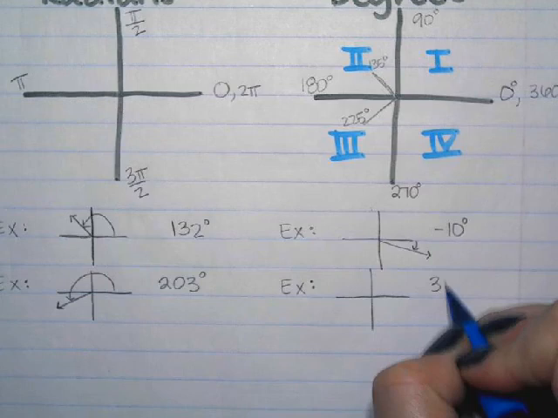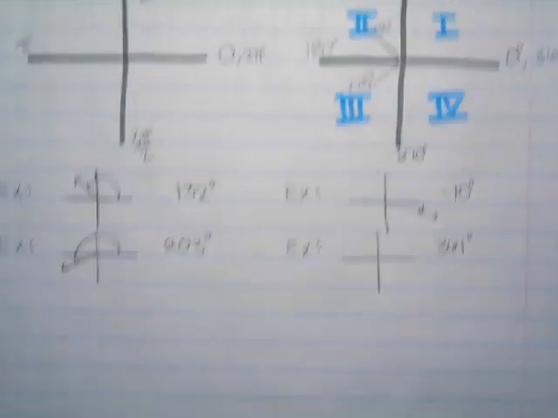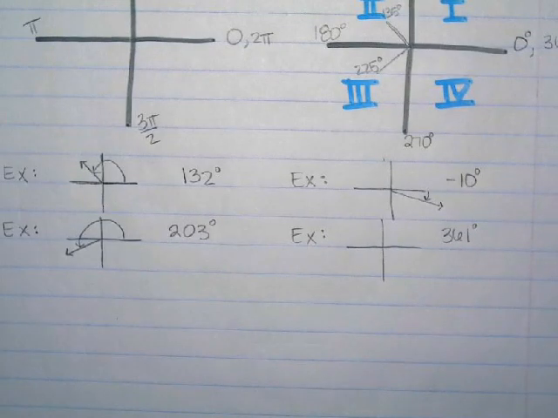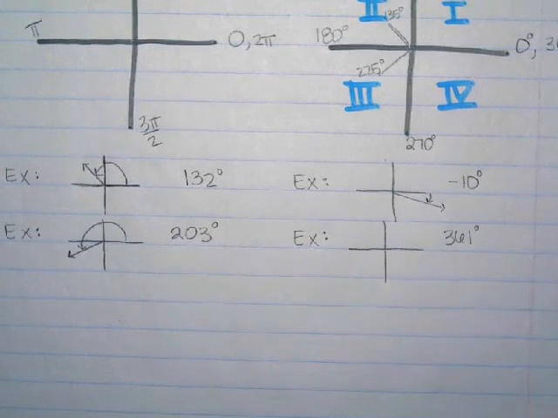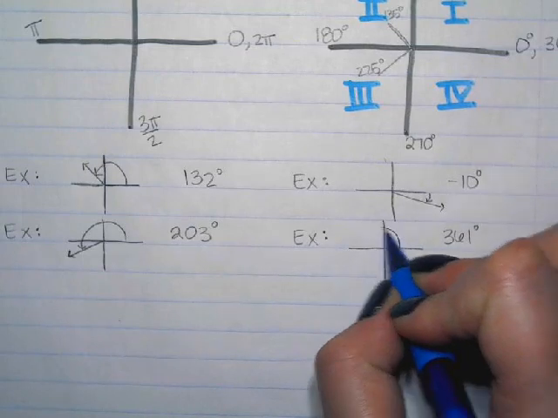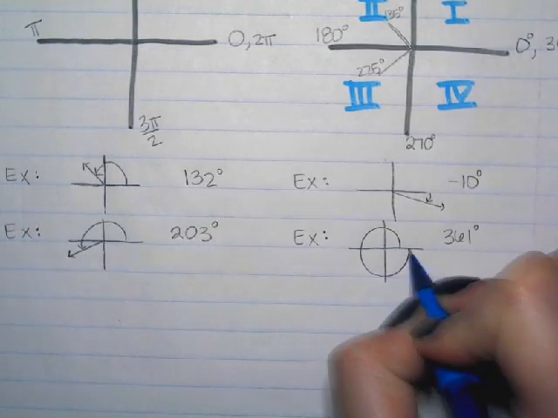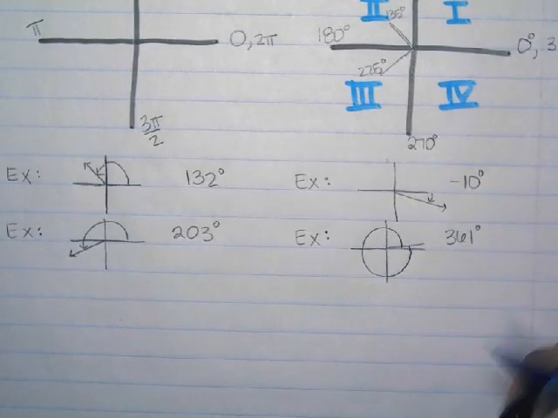We're going to do a 361-degree angle. It's a full circle and then a smidge. Okay. So we're going to start here. We're going to go all the way around and then just boop. Just a little bit above.